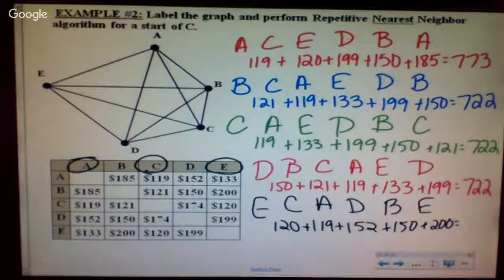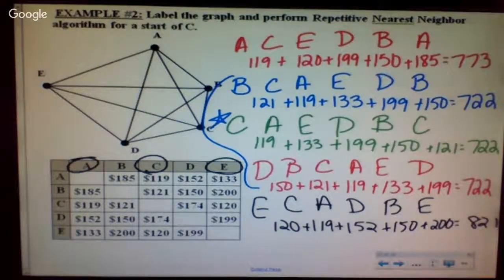You said what? 821. So if I asked you to pick the optimal circuit, what would you pick? Any one of these three. Okay? It says, though, I need to start at C. Well, guess what? You already have one that starts at C.